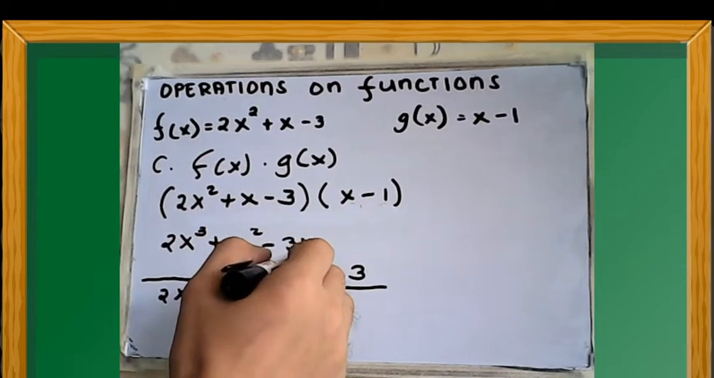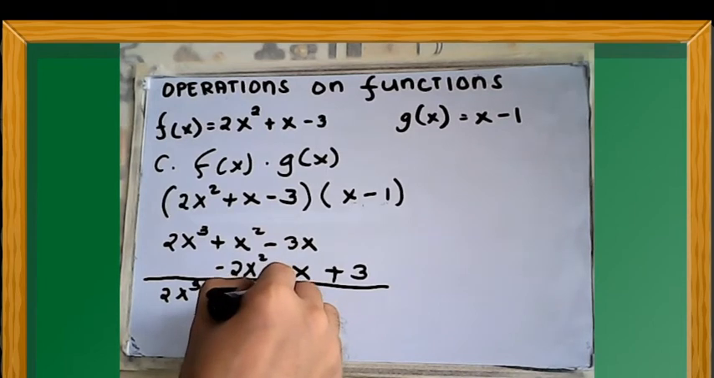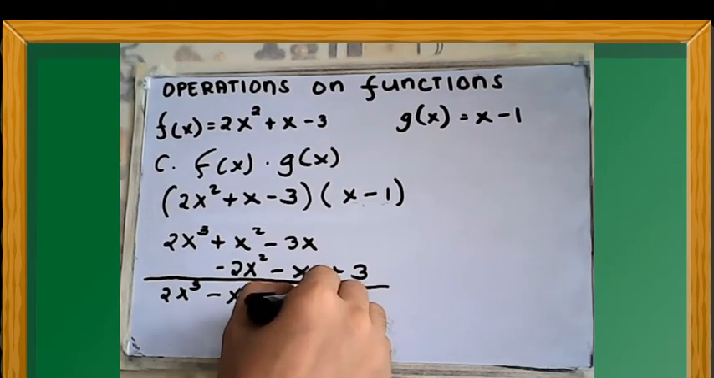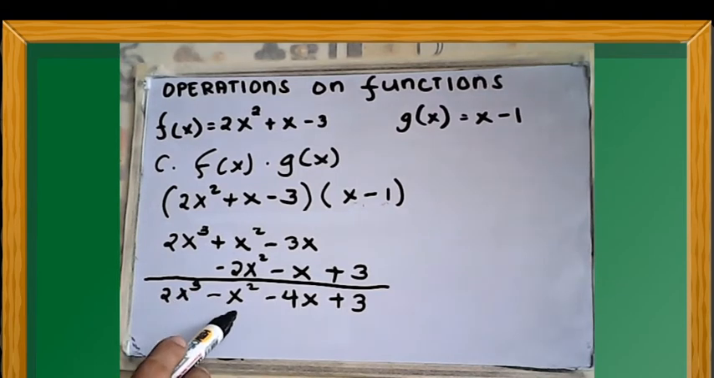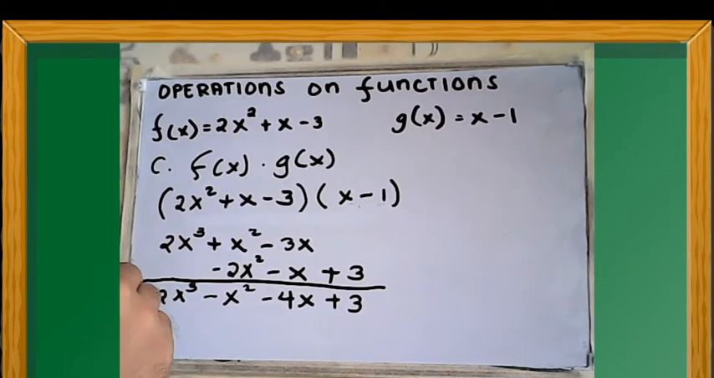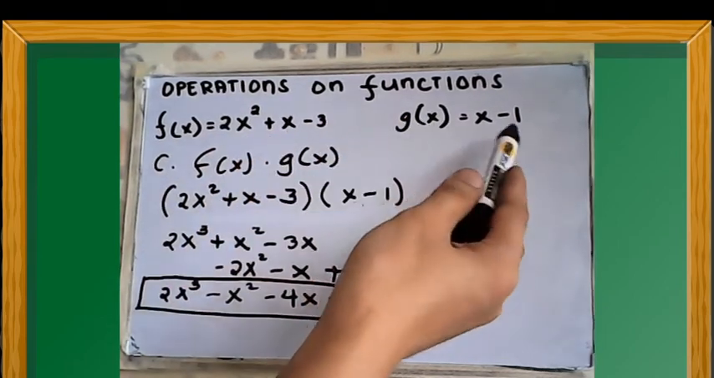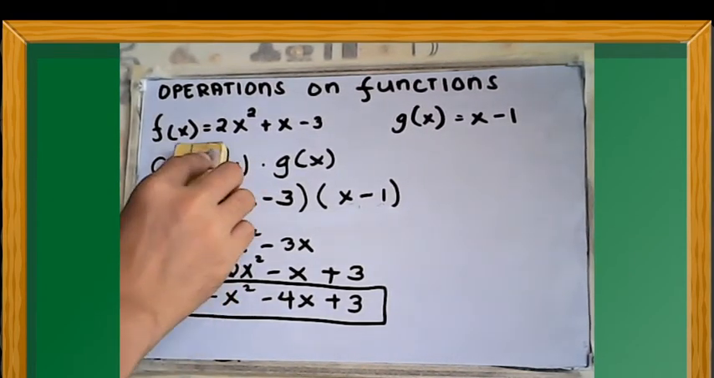And then negative 3 minus 1, so that is negative 4. And then we just copy x. And then bring down na lang 3 since wala naman tayong i-add. So third degree, second degree, first degree, and constant. We cannot combine these, so this will be our final answer. So if we multiply 2x squared plus x minus 3 by x minus 1, the answer is 2x cubed minus x squared minus 4x plus 3. Next.